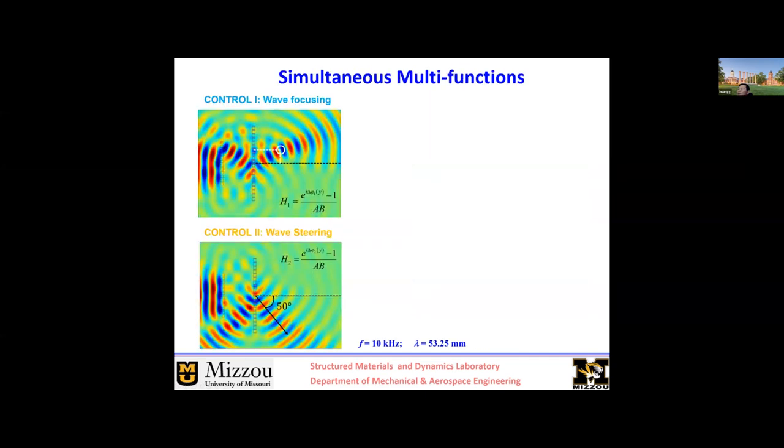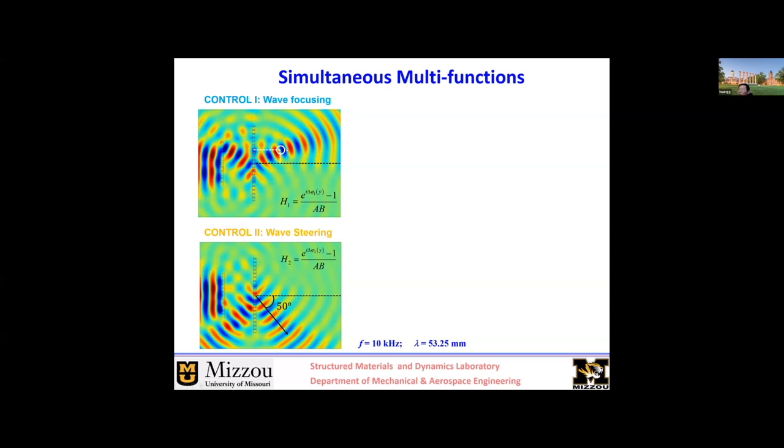So one more thing: because everything is controlled by electronics, you can do simultaneous multifunction. For example, like I demonstrated before, if you use one transfer function, you can make the transmitted wave focus on some point. And if you use another transfer function, you can make the incident wave steer to 50 degrees in this direction.